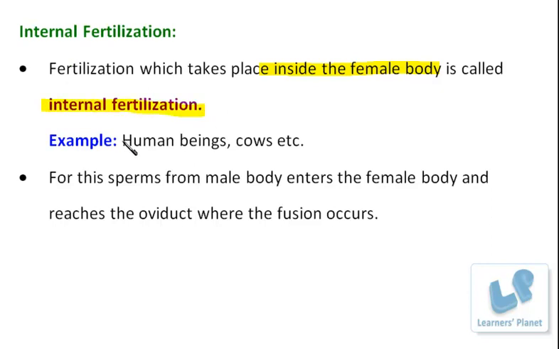Examples are very common, like human beings themselves, then cows, dogs, elephants, or in short we can say the mammals. Then there are birds. They all show internal fertilization. There are so many other types of animals which reproduce through internal fertilization. And of course, if internal fertilization has to take place, then what should happen? Sperms have to travel from the male body to the female's body. Right? What is this fusion? I said it is a fusion of sperms and the ovum, isn't it?